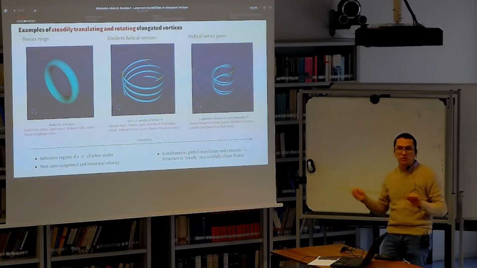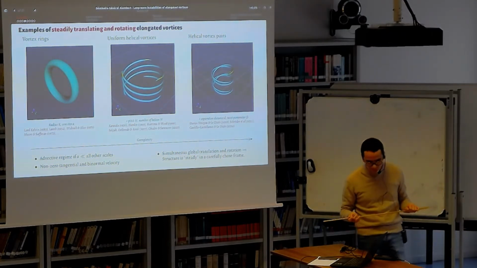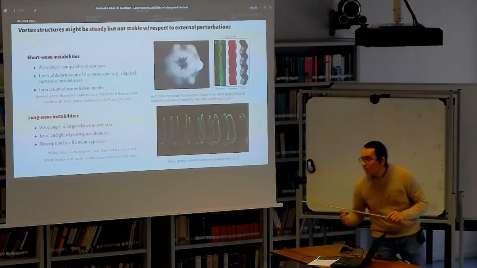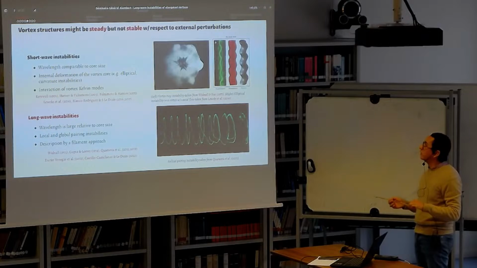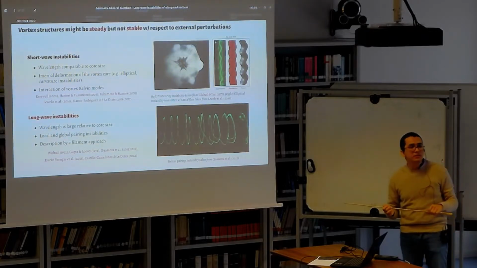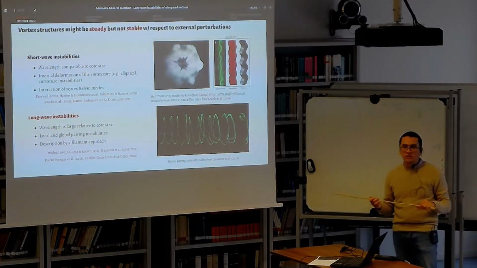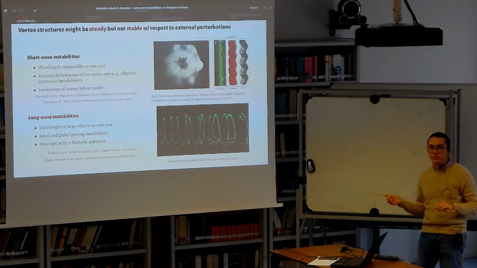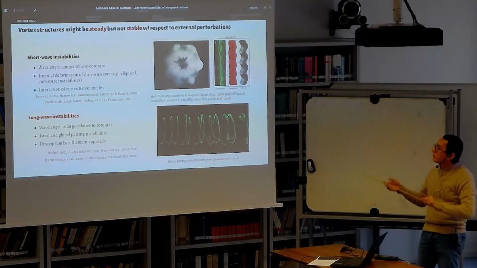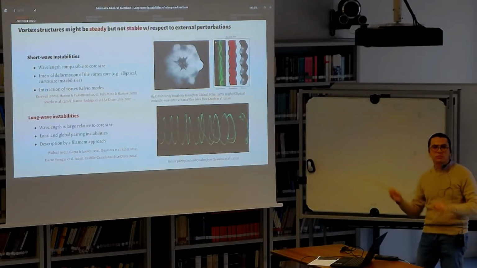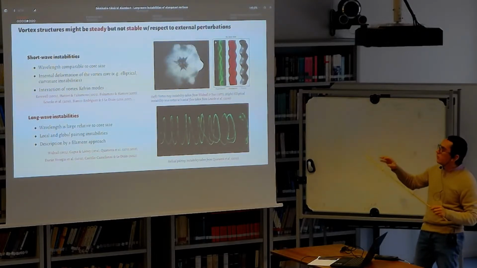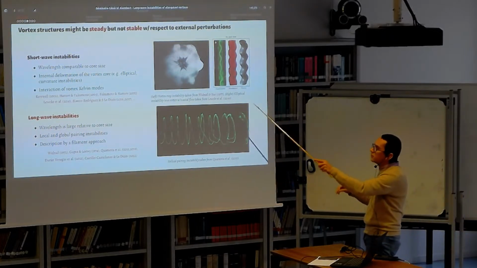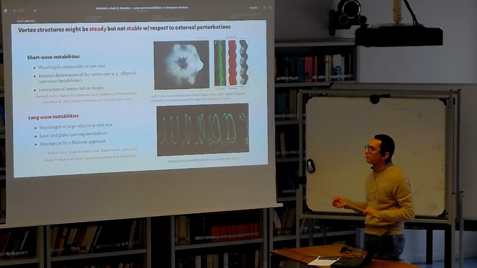So this is what we call a steady solution. All right. So these structures may be steady, but it doesn't mean that they're stable, in particular with respect to external perturbations. So the stability of vortices has been the subject of numerous works, but globally they can be grouped in two kinds. You have the short wave instabilities and the long wave instabilities.